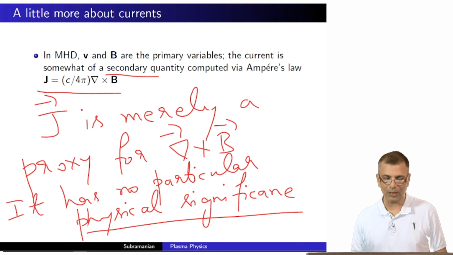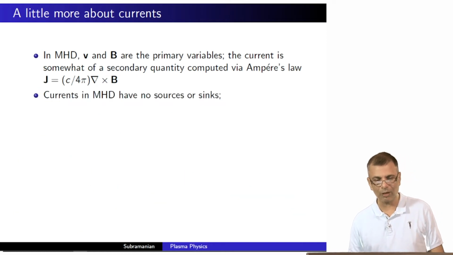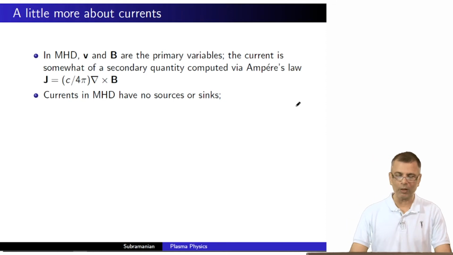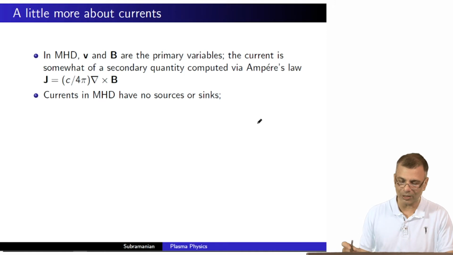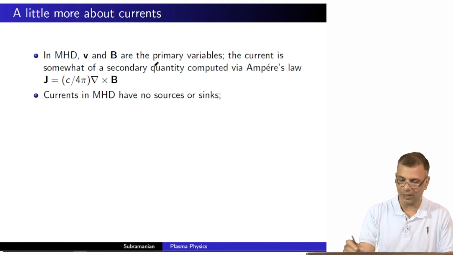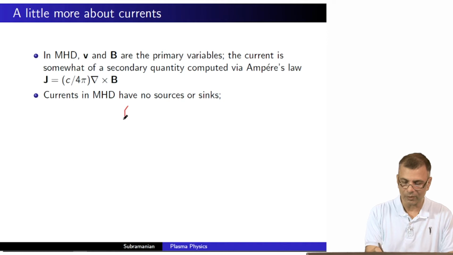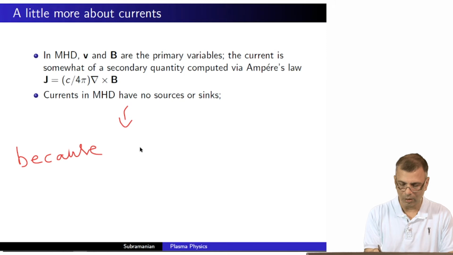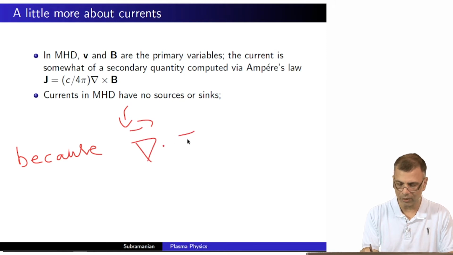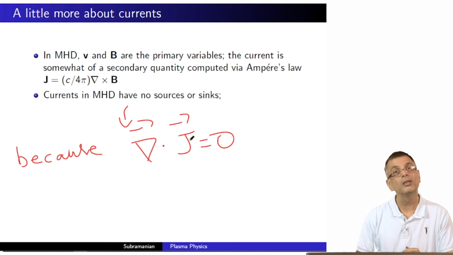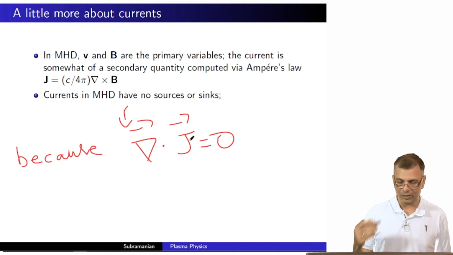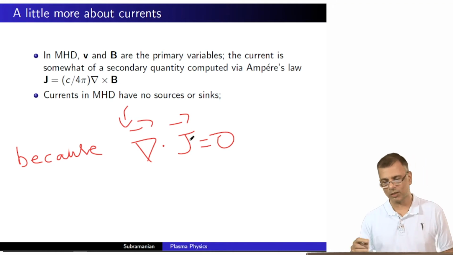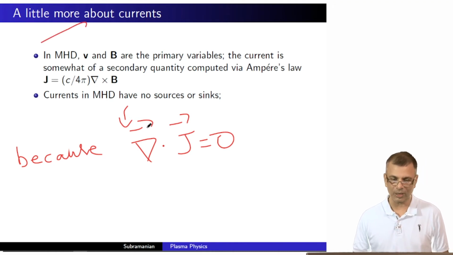Okay. Why? Because we will see this. Why do I say that it has no real physical significance? First of all, we established in the last slide that currents in MHD have no sources or sinks, right? This is because the divergence of J is equal to 0, as we showed in the last slide, and so that means that there are no sources or sinks for current density in MHD, right?